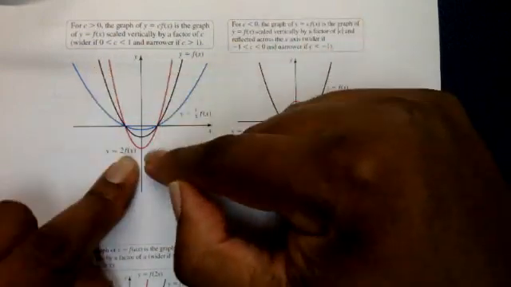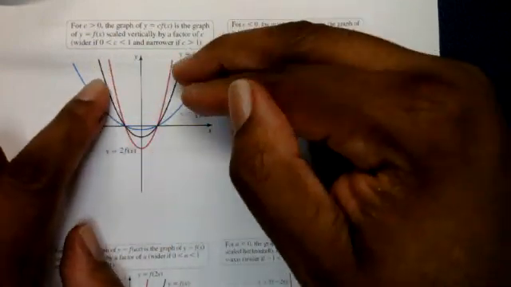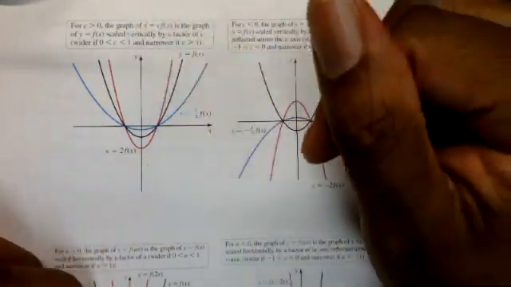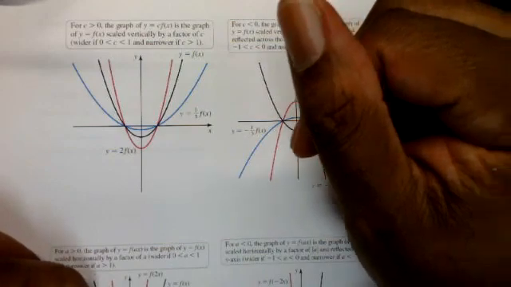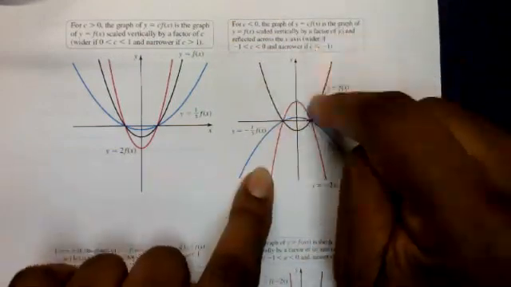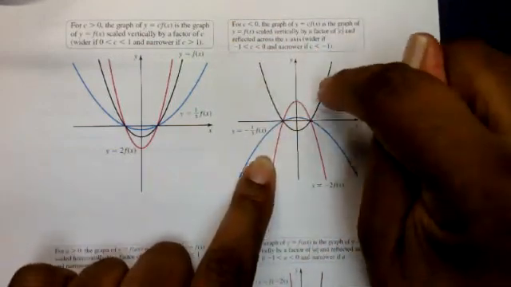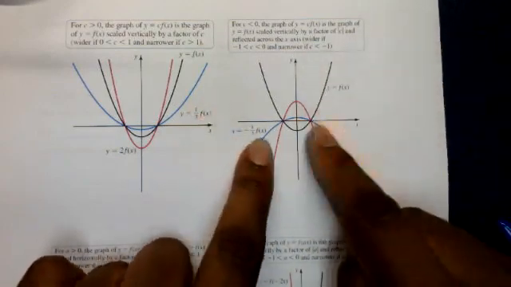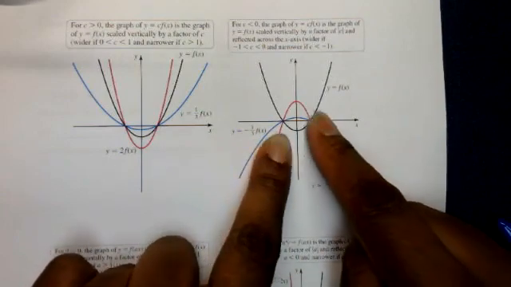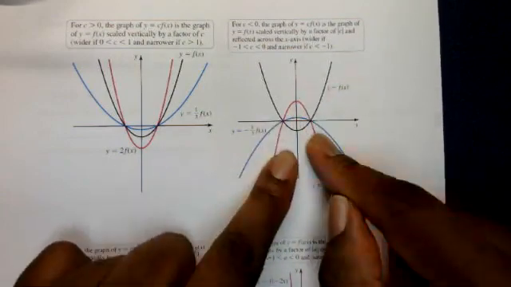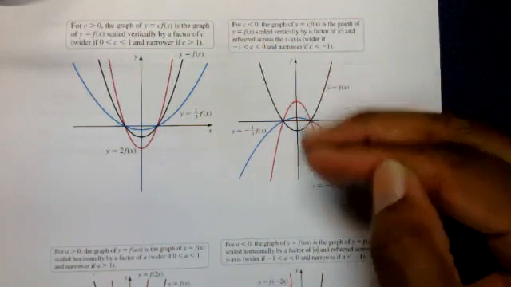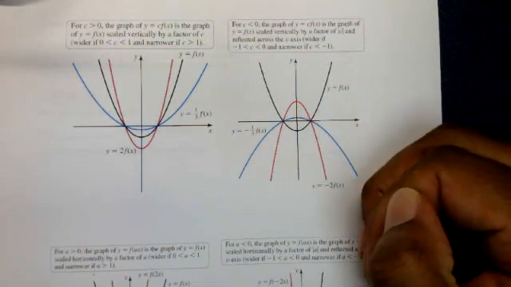And this one that's in red is the vertical shrink, because it's shrunk vertically. Now the one on the right is the reflection, because it has scaled vertically. This one has stretched vertically, but it has a reflection about the x-axis, meaning it's going to flip over and give you the mirror image.